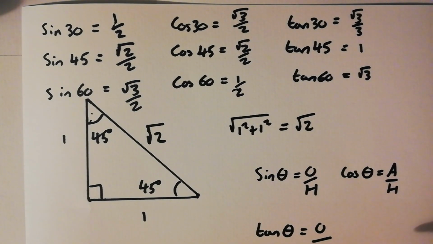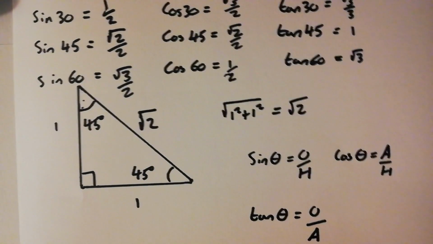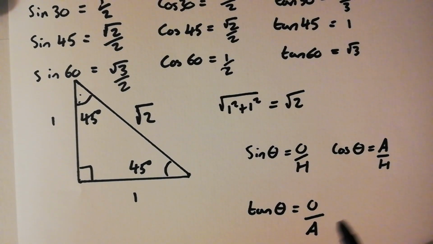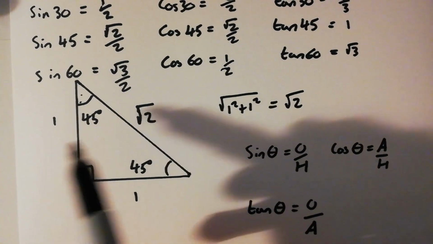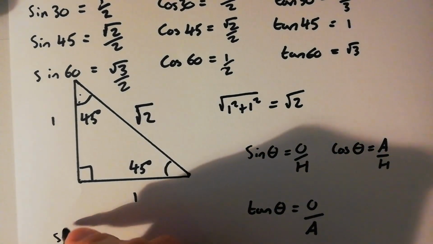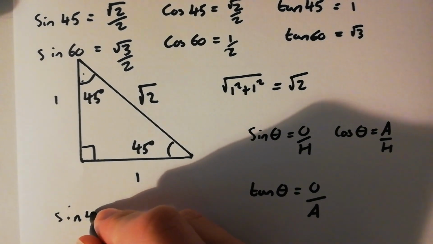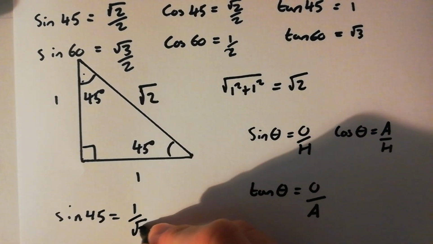So if you remember this triangle, and then you're trying to work out sine 45, you can go to the triangle, look where 45 degrees is, and see the opposite over the hypotenuse. So then you can see that sine 45 will equal 1 over root 2.